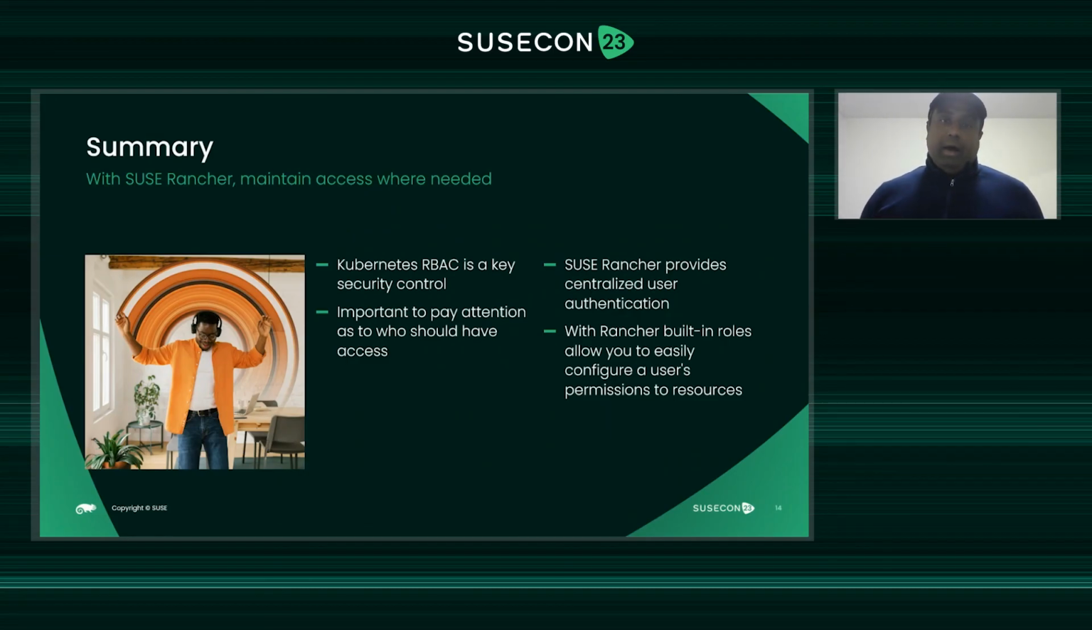So as you can see, Kubernetes RBAC is really important. It's a key security control for your whole of Kubernetes. You need to pay more attention as to who should have access to your clusters, to your workloads. You need to have that separation in place. And Rancher provides the best tool and centralizes the user authentication, and it has its own built-in roles allowing you to easily configure a user's permission to resources. You can also connect with external authentication providers.